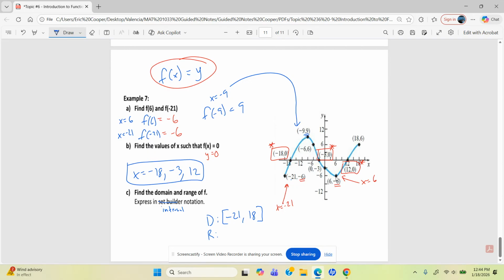Now the range is where the y values lie. The smallest y value I see is negative 6. It will also get a bracket. And the highest y value we see is this 9. So our range will go from negative 6 to 9. So again, final reminder that domain is really just the x values and the range is the y values when we go through and do this.